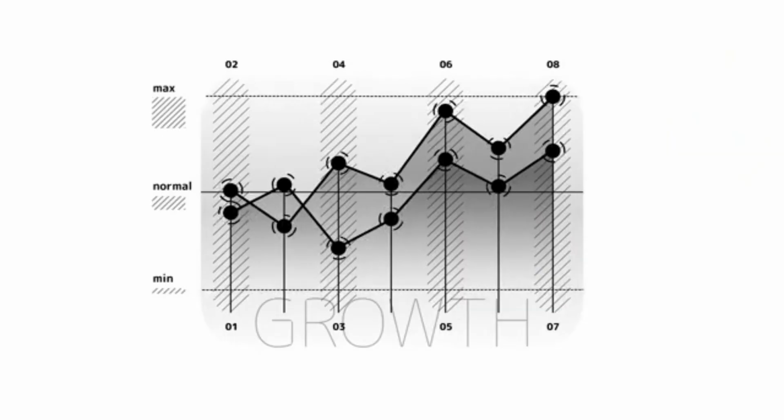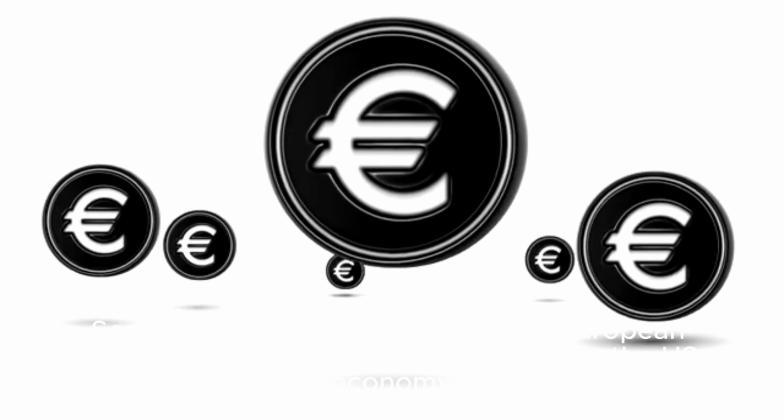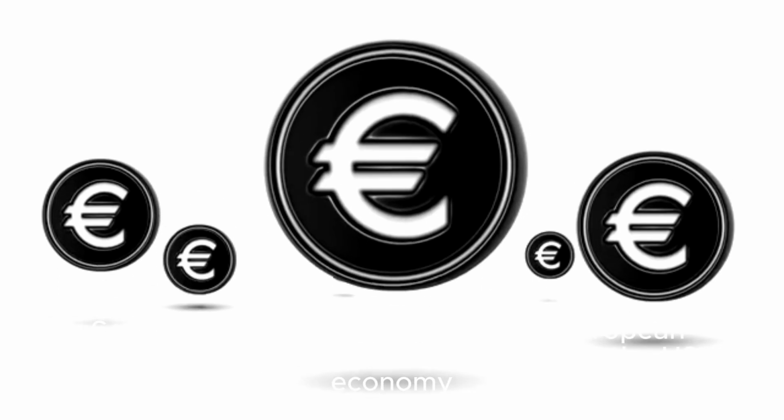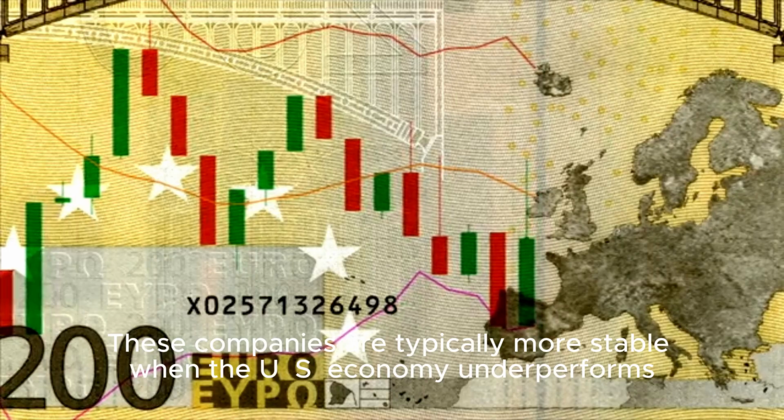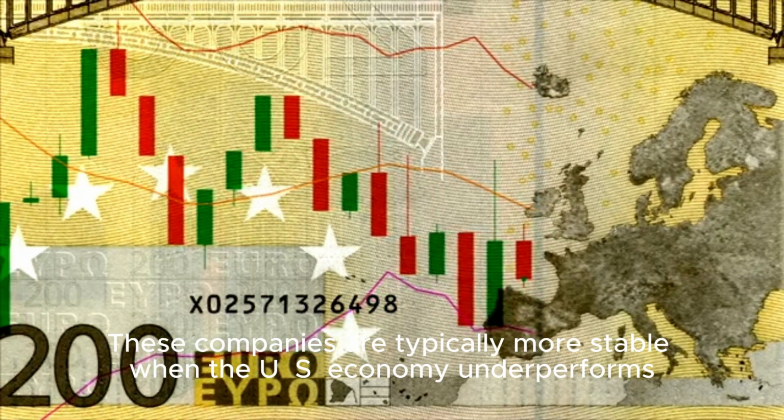All of those companies generate the majority of their revenue in the US and are very sensitive to the economic slowdown in the United States. So that is why I started investing in European companies whose revenue is not tied to the US economy. These companies are typically more stable when the US economy underperforms.